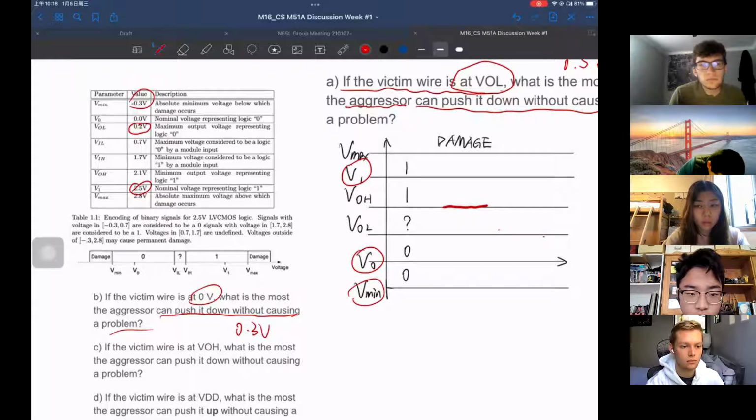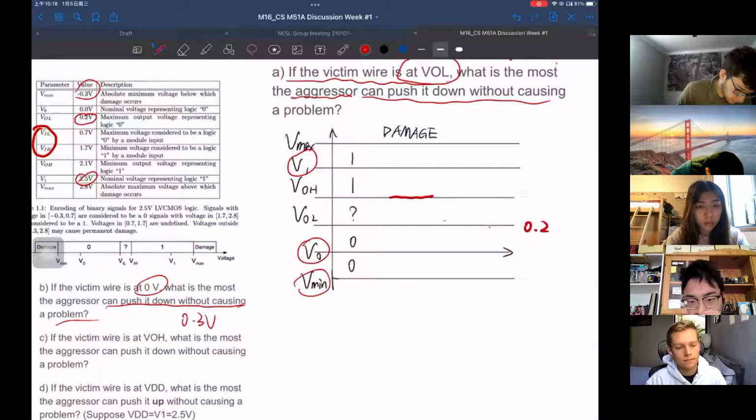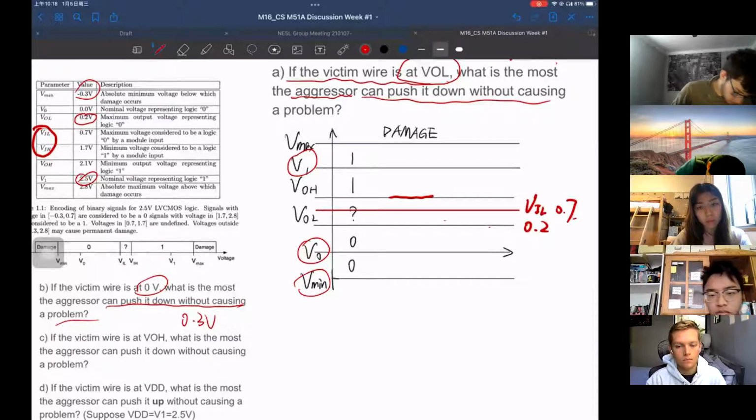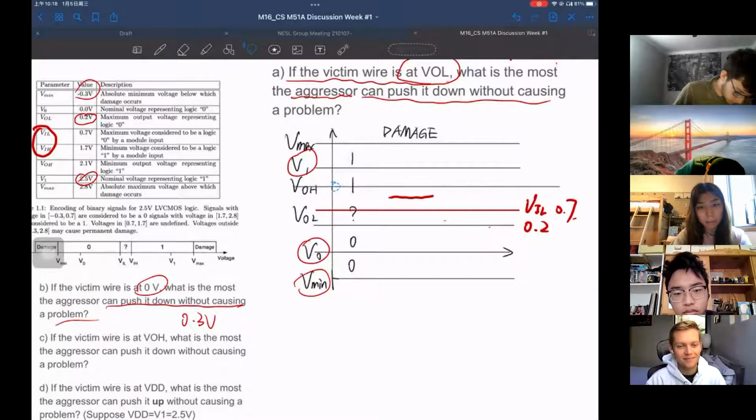Actually, I'm missing 2 lines here because sometimes for input we have a lower threshold, which is, let's draw it here, VOL is 0.2 volts. So this is 0.2. And we have another one, which should be VIL, that's 0.7. So I can draw it here. That's VIL, 0.7. Another one is VIH, right? Oh, sorry, it's too crowded. I'm afraid. Let's move it up.